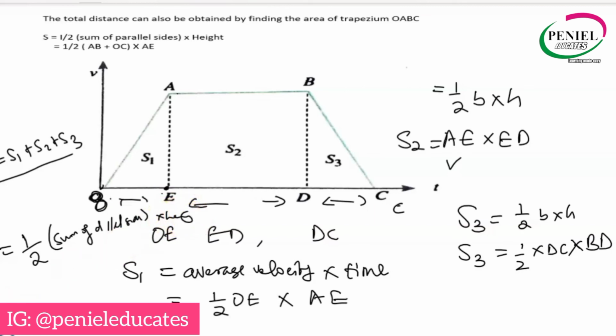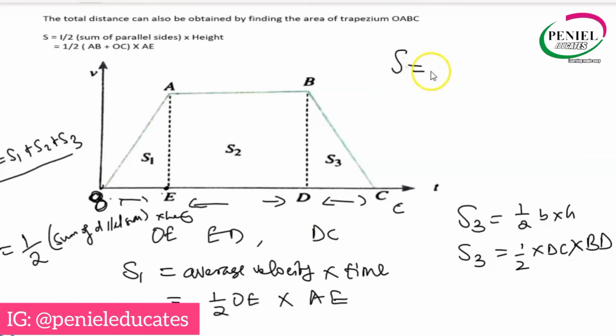Okay, all right, let me do that again. Like I said, another way to find the distance is to look at the trapezium OABC. The formula says that it is half the sum of the parallel sides multiplied by the height. That is the formula.